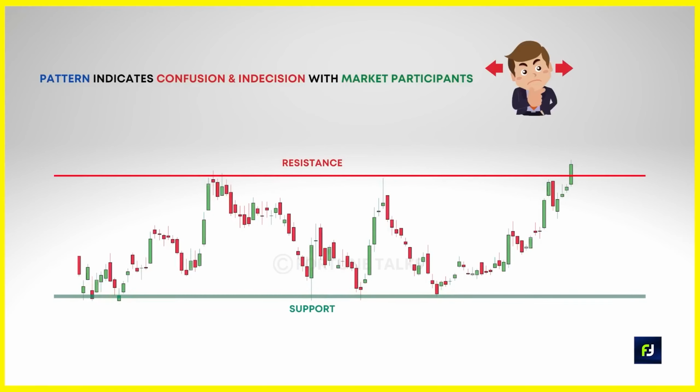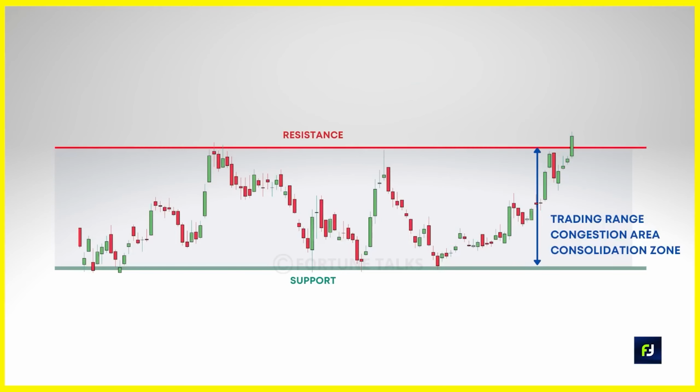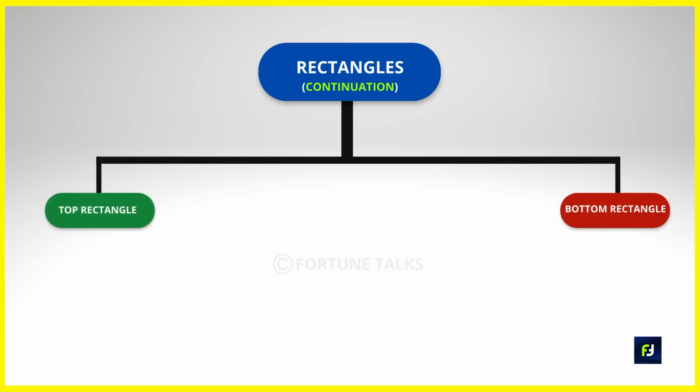Now, a rectangle formation shows a period of indecision between sellers and buyers as they take turns throwing punches at each other, but neither of them has dominance over the other. So the rectangle patterns are also known as trading ranges, congestion areas or consolidation zones. In this case, we are talking about continuation patterns, so we expect the price to break out and continue with the original trend. So in that sense, there are two types of rectangles.